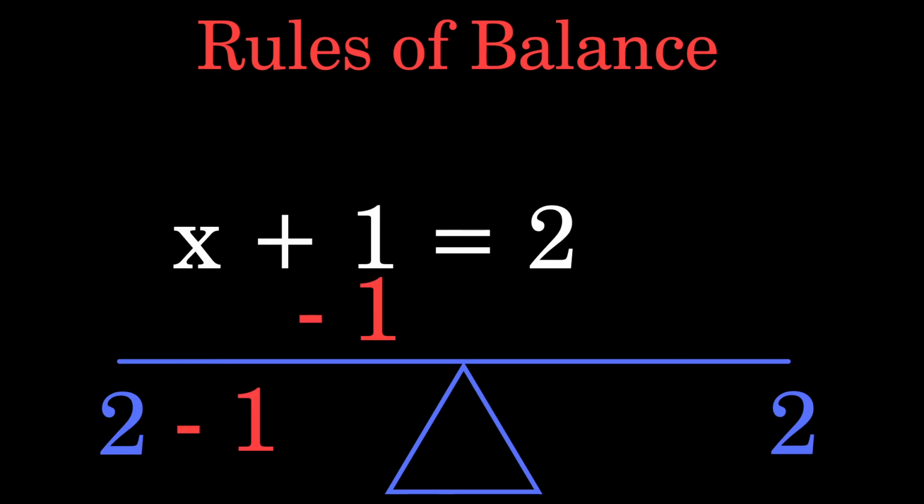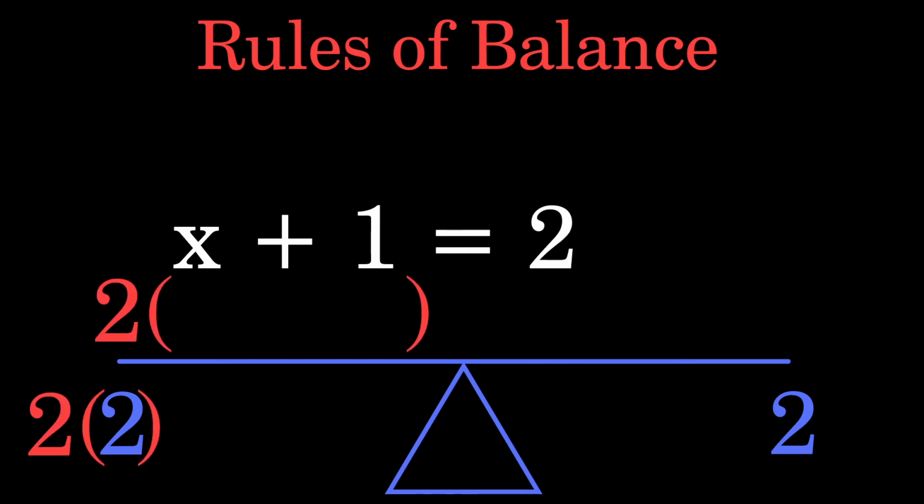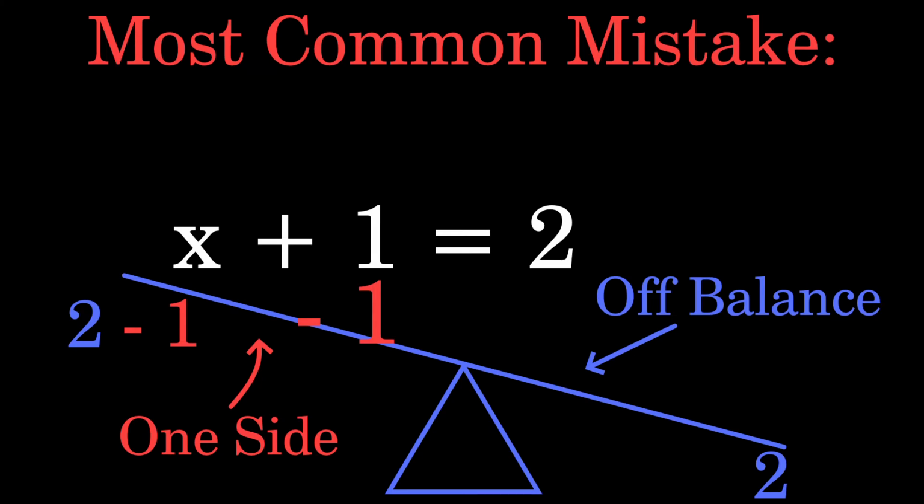If you subtract from one side, you must subtract from the other. If you add on one side, you must also add to the other. If you multiply or divide on one side, you must do so to the other. One of the most common mistakes in algebra is only changing one side of the equation and not changing the other side. This creates an imbalance in the equation, where you have two different values than how you started off.